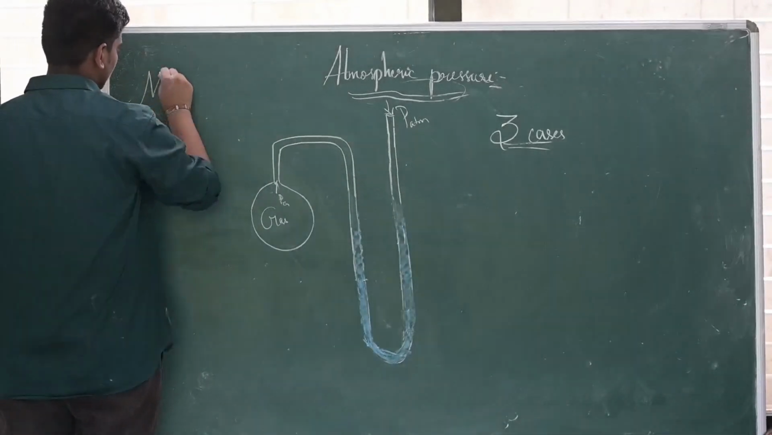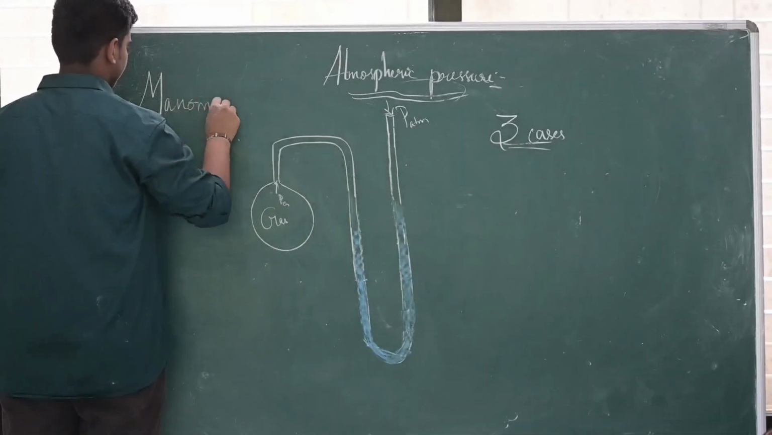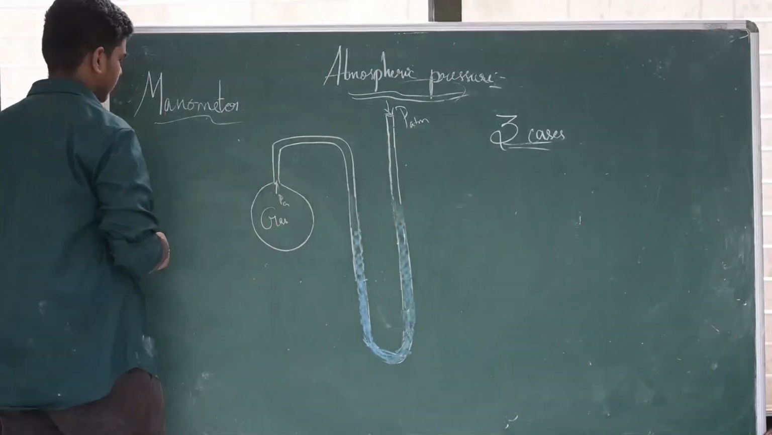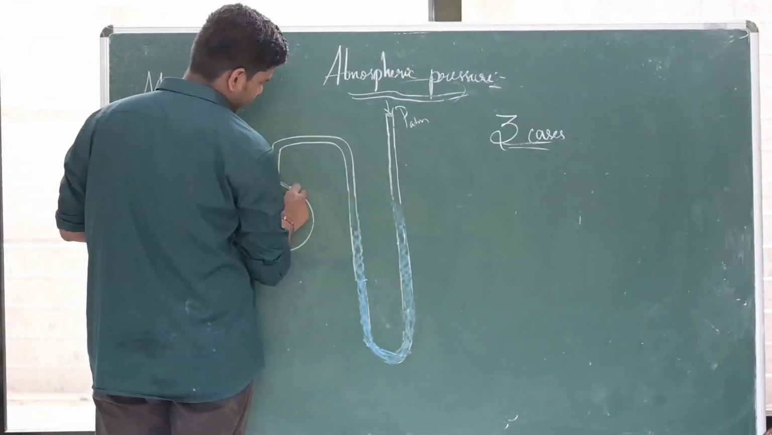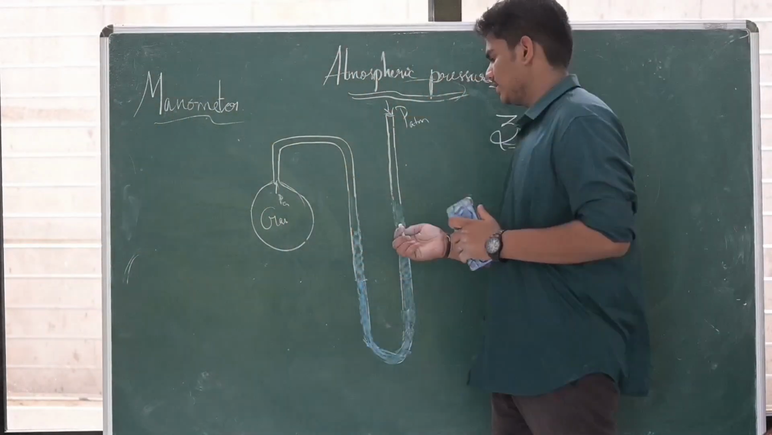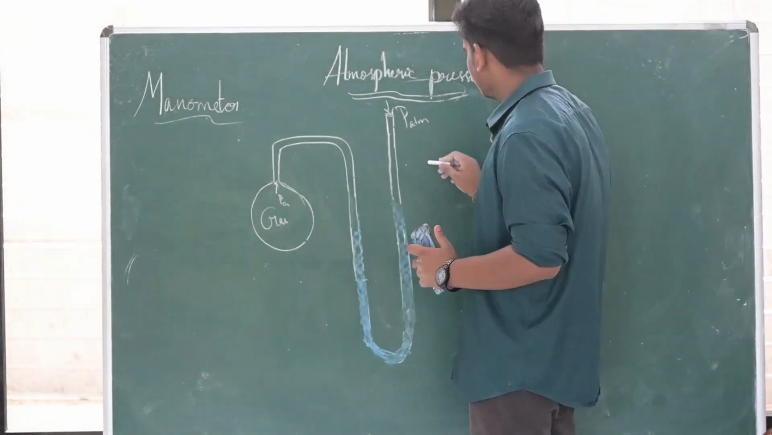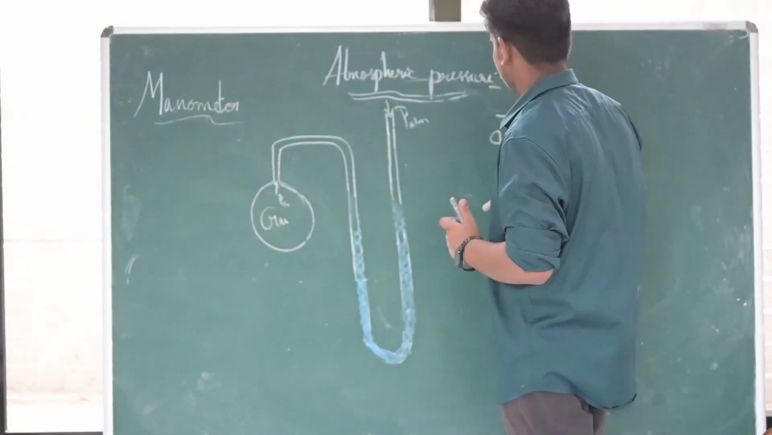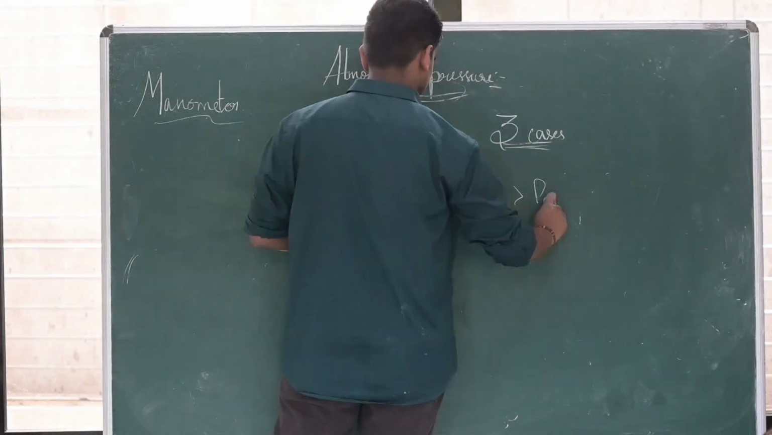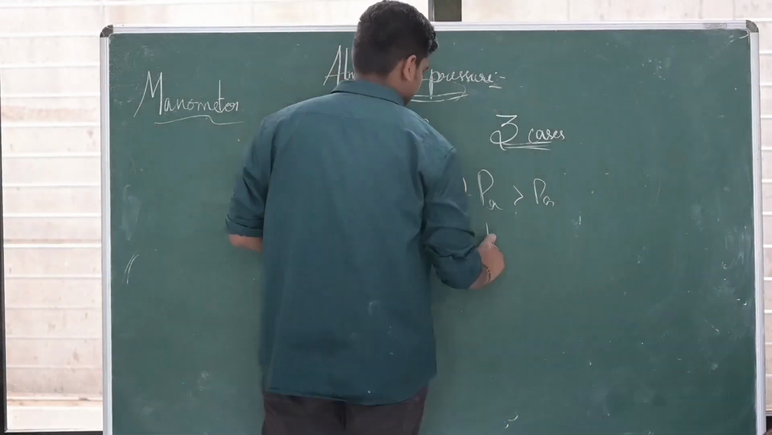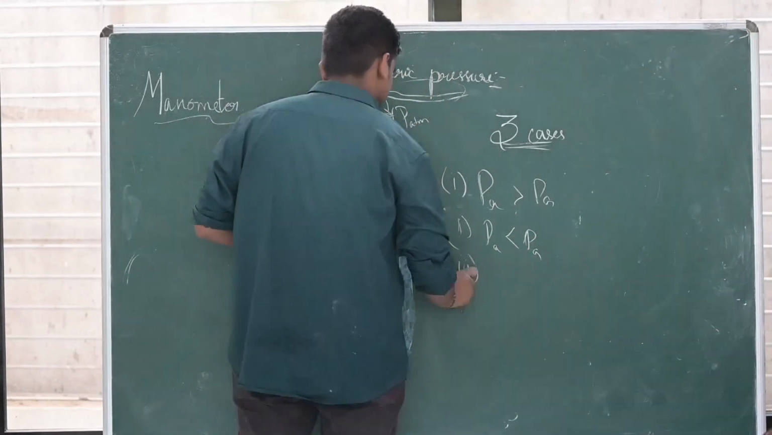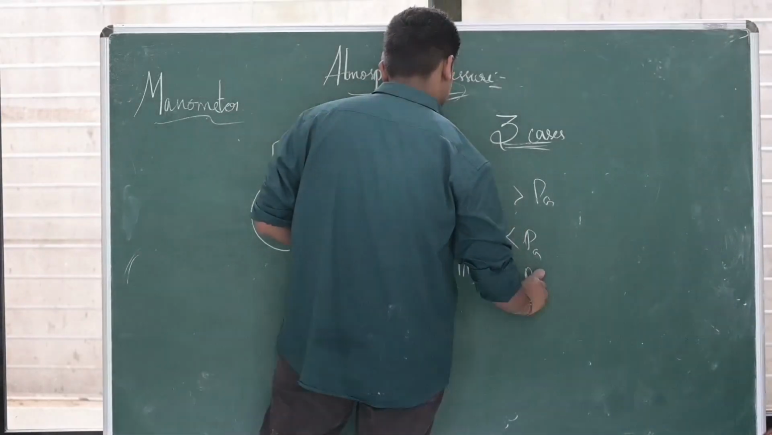So let us move on to look at what an open tube manometer is. Now, there is one open end and one closed end, with a flask kind of thing filled with gas. Let the pressure of gas be PG. Now there are three cases in this condition. First one is PA greater than PG. Second is PA less than PG. And third is PA equal to PG.